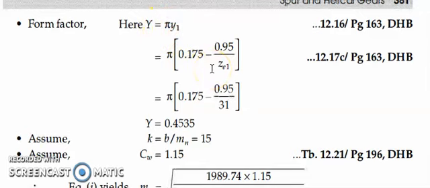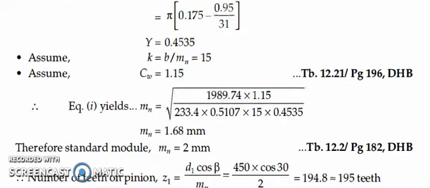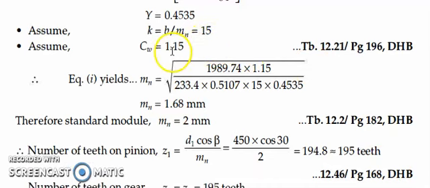After that we can find the form factor, that is Y equal to pi into Y1. Here it is the 20 degree stub tooth system. So the value is taken from equation number 12.17c, that is equal to pi into (0.175 minus 0.95 divided by Z1). Then using this equation we can find Y. Then assume the value of k is equal to 15 because it is a helical gear. Then next, Cw is assumed as 1.15.